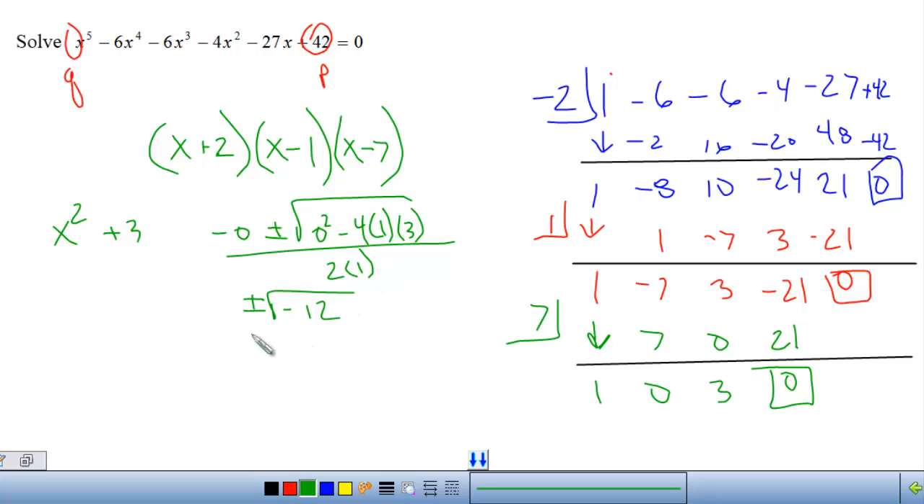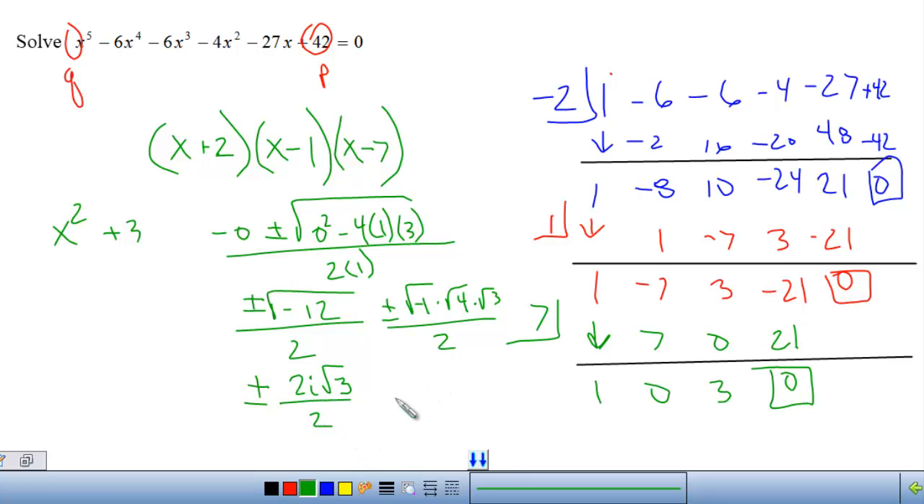So that'd be a negative 12 all over 2. Negative 12 can be simplified a little further. So it's plus or minus, and we're going to go ahead and pull out the negative. So I got radical negative 1, radical 4 times radical 3 all over 2. Then when this reduces, plus or minus, this is going to be i, this will be 2, and this will be square root 3. So I have 2i radical 3 all over 2. The 2's are going to cancel, and I get plus or minus i radical 3.